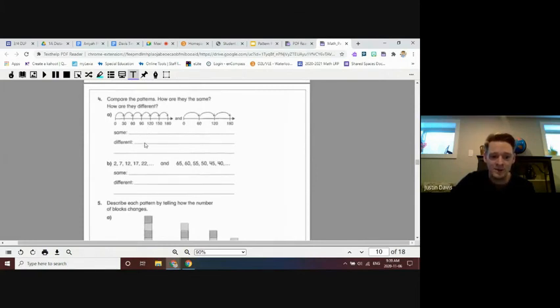Number 4 says compare these 2 patterns. How are they the same and how are they different? And you're going to do that for A and B. So A is shown on a number line and B is just shown with numbers.